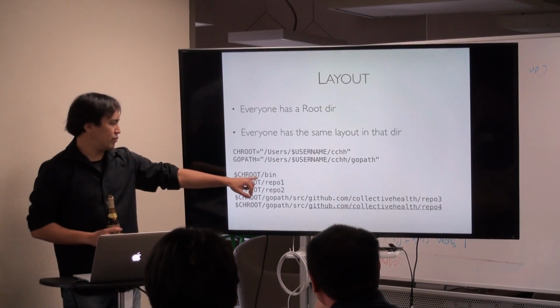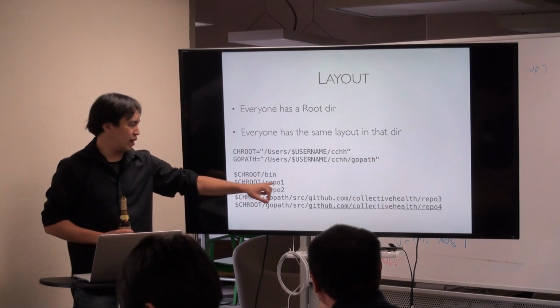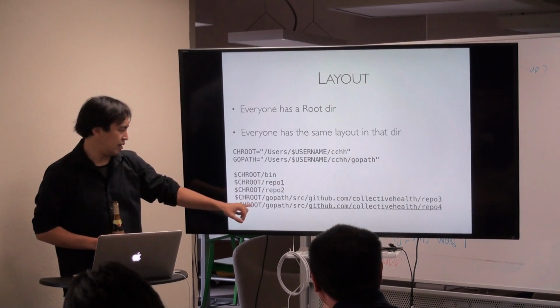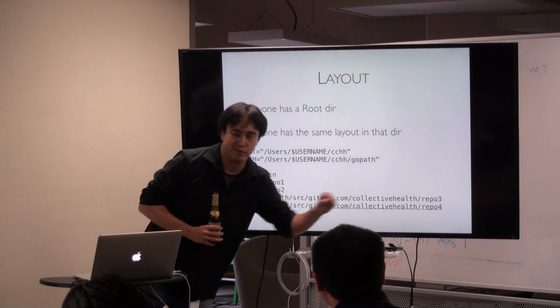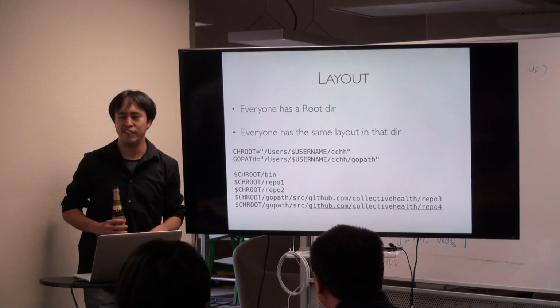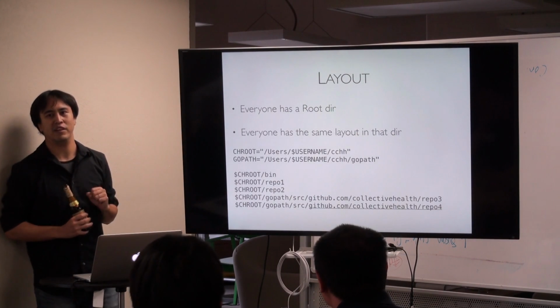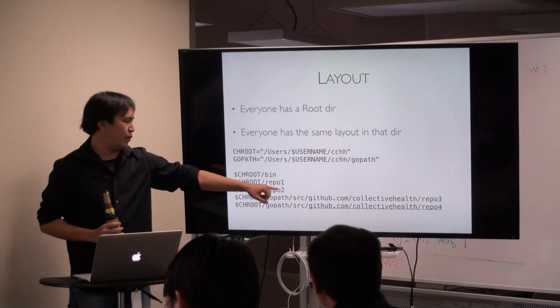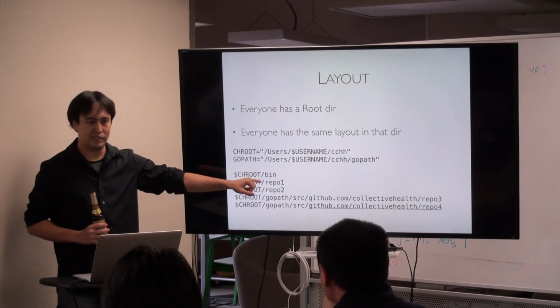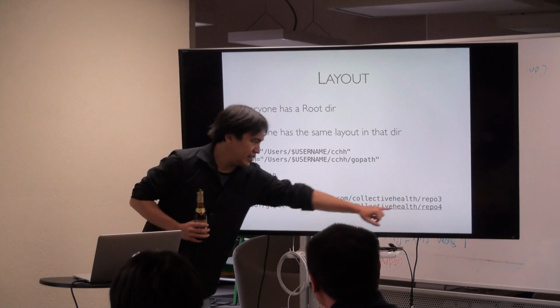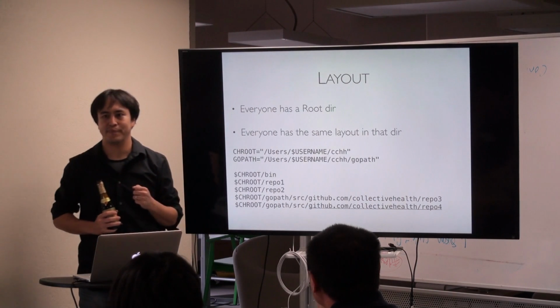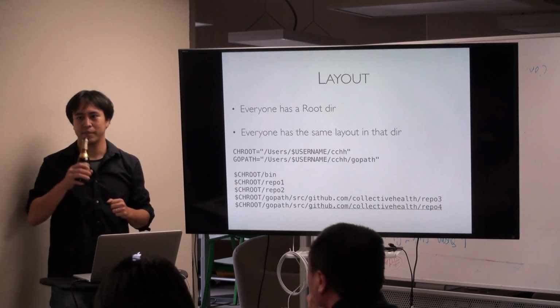The way we do it is at the root, we've got a bin directory, we've got a bunch of repos, and then of course inside our Go path, buried in our GitHub account, is all of our Go-based repos, because Go is a little specific about how it wants its directory layout to be. So usually repo 1 and 2 will be documentation projects or Java projects, things like that. The repos buried in the Go path are Go projects. Make sense so far?